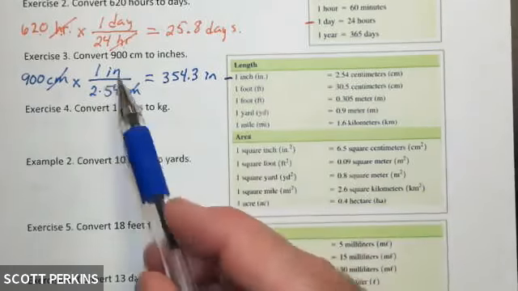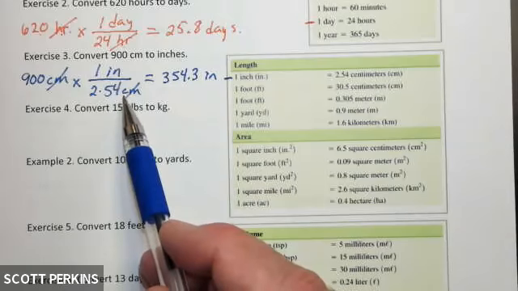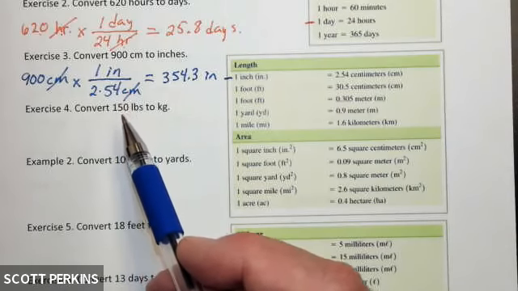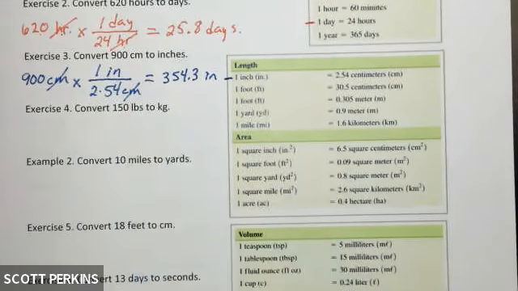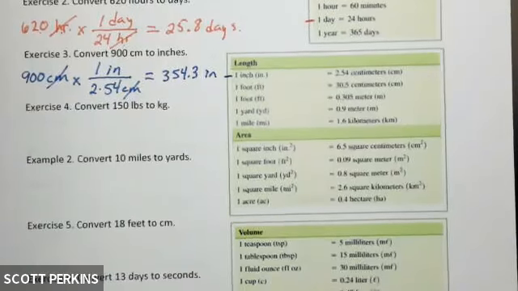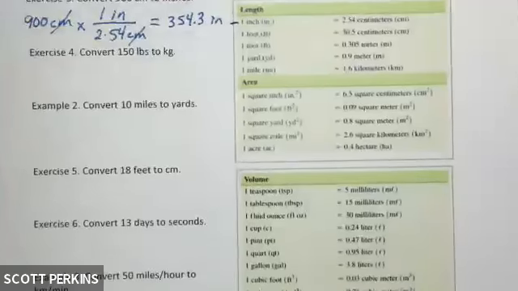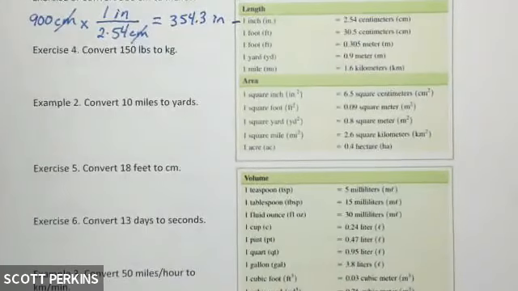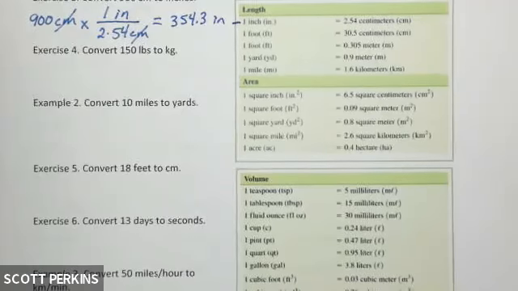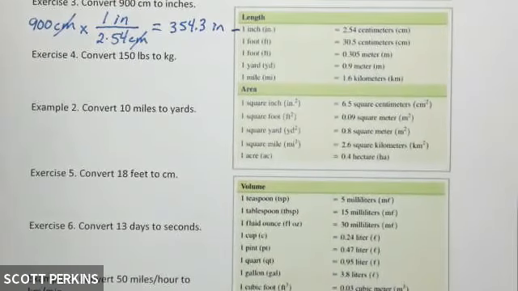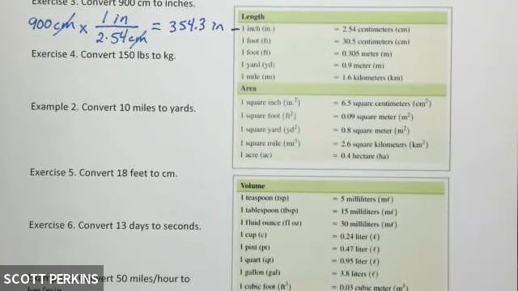Anybody get something different they have to talk about? Is anyone confused about why the inches go in the numerator and the centimeters go in the denominator on this particular problem? All right, well then we're going to do one more, and then we're going to take this to the next level. So go ahead and do exercise 4. Convert 150 pounds to kilograms. And that conversion is toward the bottom, just to direct your attention.